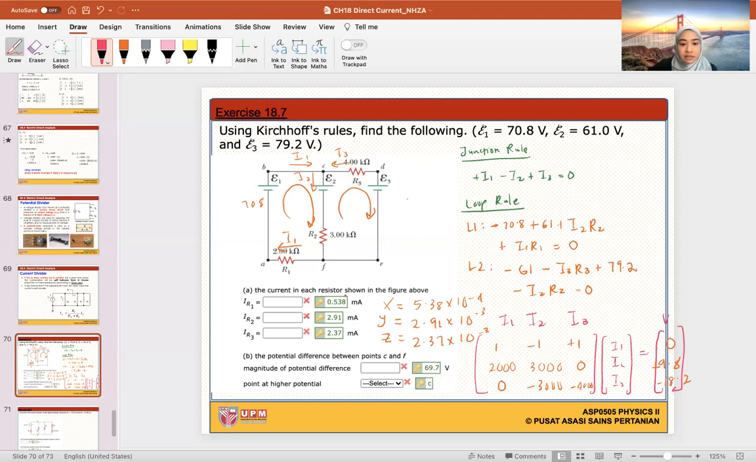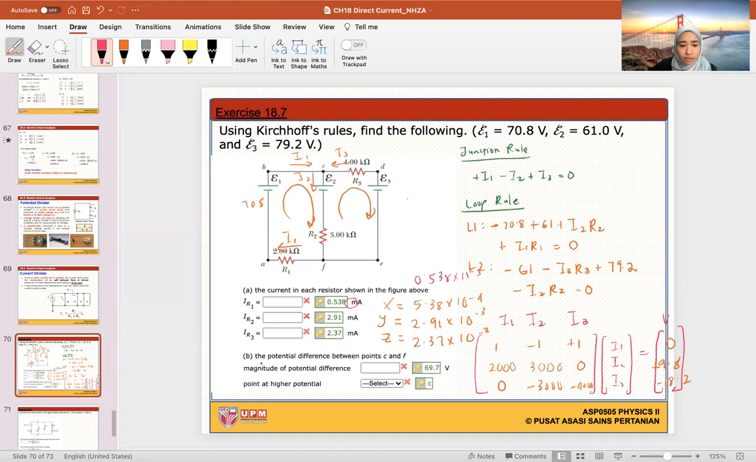Okay, so here the answer is 0.538 milliampere, milli times 10 to the power of minus 3. So if I rearrange it, it becomes 0.538 times 10 to the minus 3, which is the same. Okay, the rest is the same.